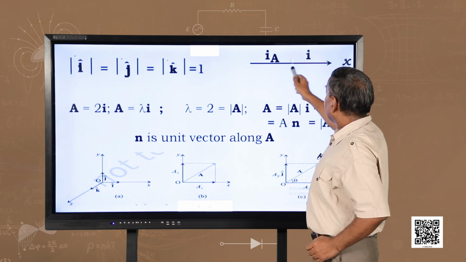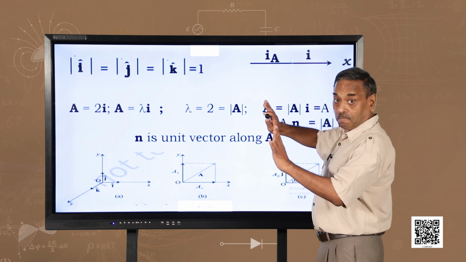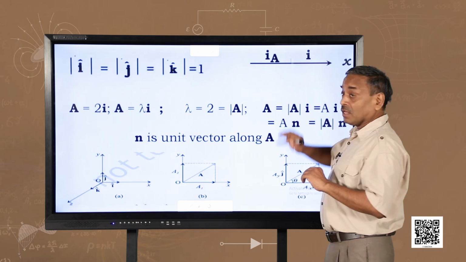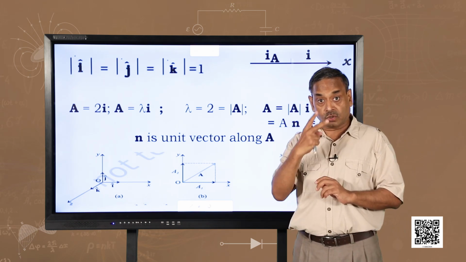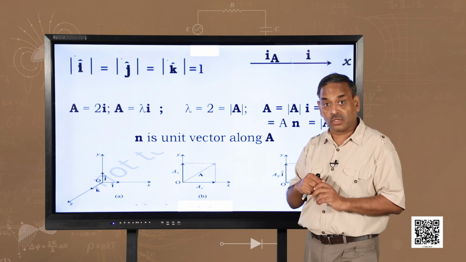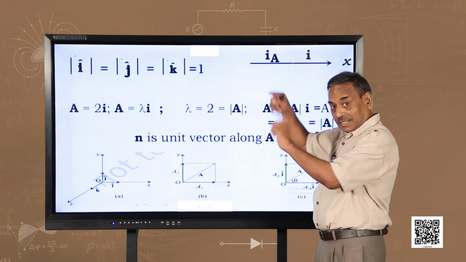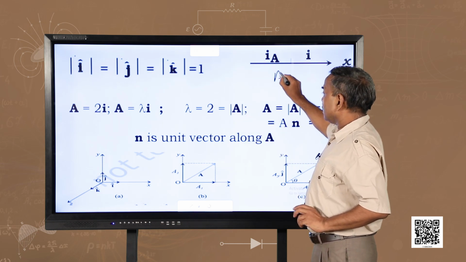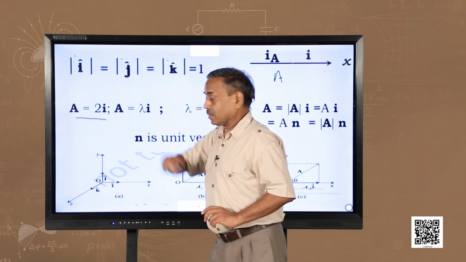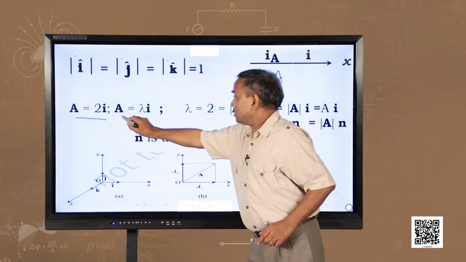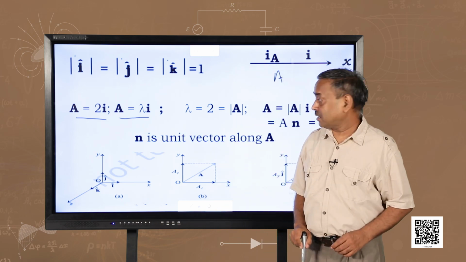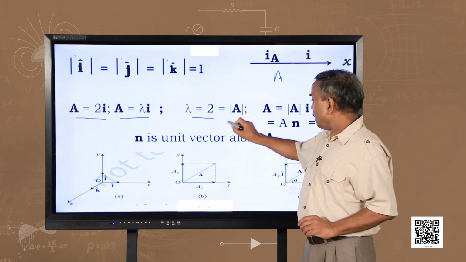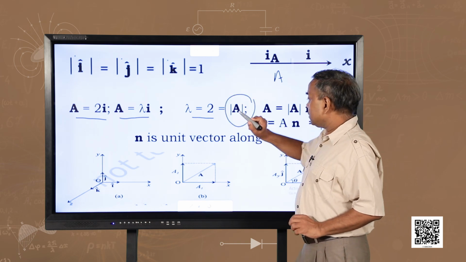Now, suppose I write a vector A such that it is along the x axis and its length is 2, its magnitude is 2. So, along the x axis, the unit vector is i. So, this vector A is nothing but simply 2i, clear, and in general lambda i. In this particular case, lambda is equal to 2 and therefore, the magnitude of vector A is 2.